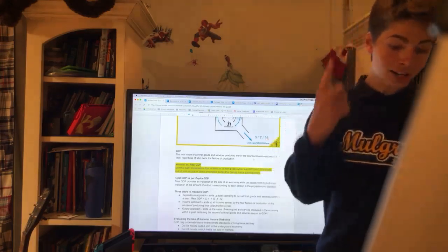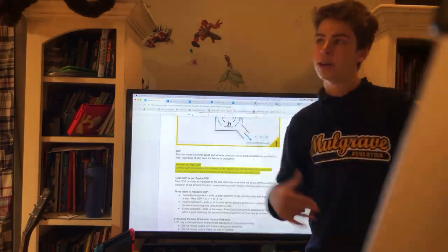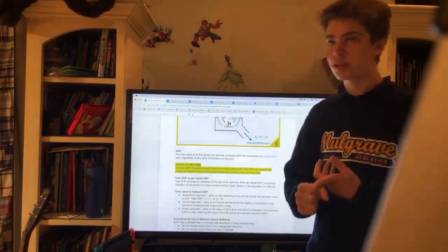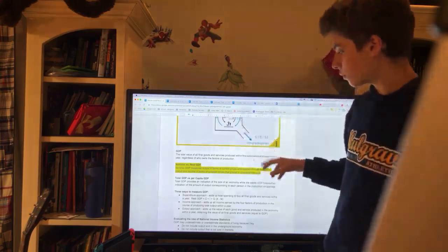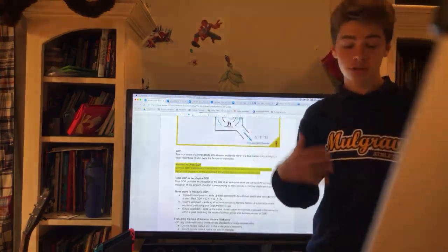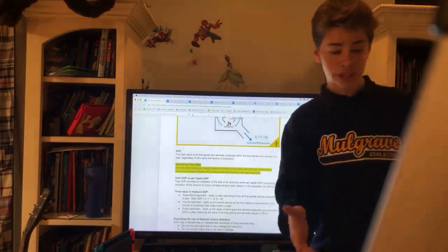in one year. So if the GDP of a country is higher, it means that it is producing more goods and services as well as more income for the people, and it's the main factor of economic growth when it comes to studying economics.